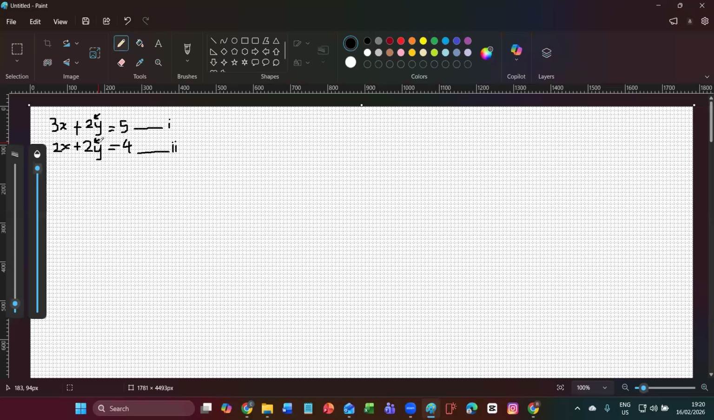Now, did you notice something? I wasn't particular about the sign. Whenever the signs are the same, how do you eliminate them? Simply by subtracting. So now let's subtract so that you will see what happens there. So 3x minus 2x, what do you think that will give you?